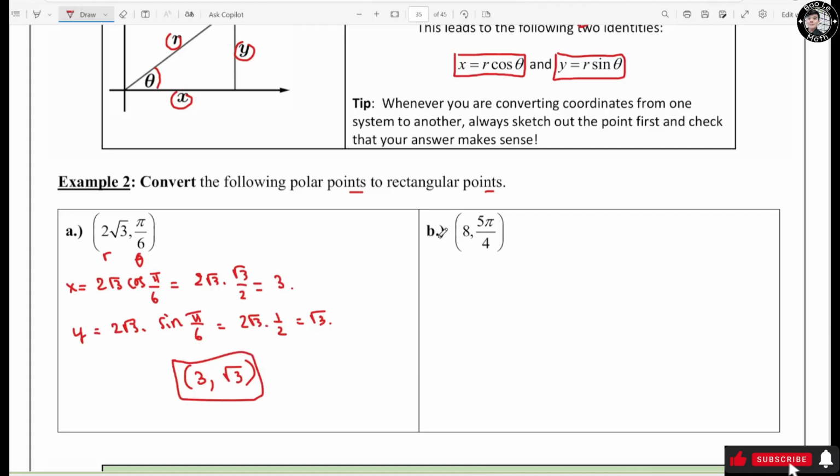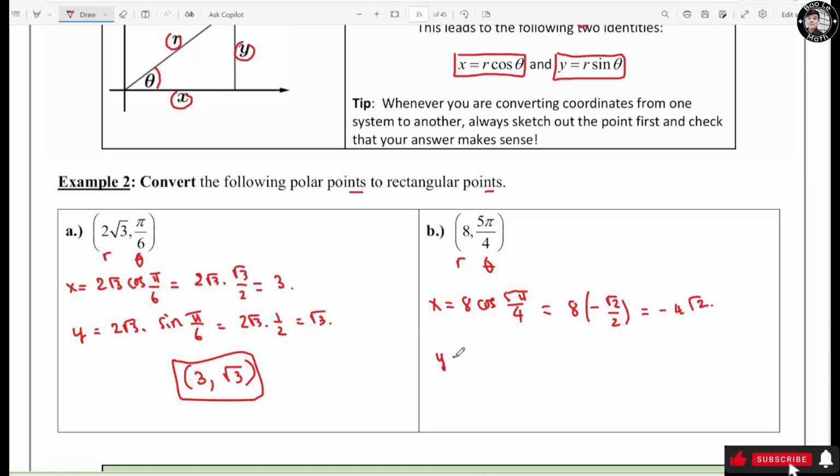Now let's move on to the second one. The radius is 8 and angle theta is 5 pi over 4. So x equals 8 cosine 5 pi over 4. It's going to be 8 times cosine 5 pi over 4, which is negative root 2 over 2. So the answer is negative 4 root 2.